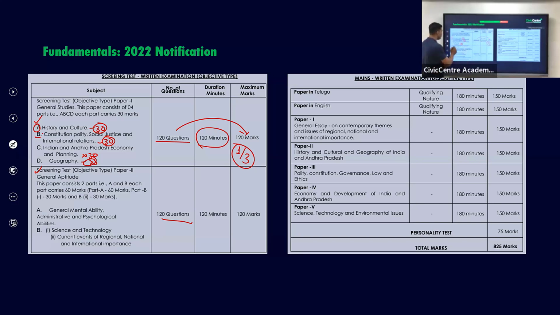For example, the paper of general aptitude alone will have 60 questions. Then the 2 parts: Science and technology, 30 questions. Current events, 30 questions. Clear? So here you have a fixed pattern.